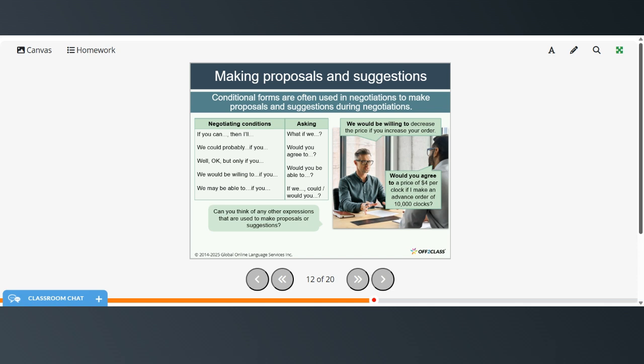So here are some of the vocabulary words and phrases you can use. If you can do X, then I'll do Y. We could probably do X if you do Y. And then asking, what if we, would you agree to, would you be able to, if we could do X, could or would you do Y?